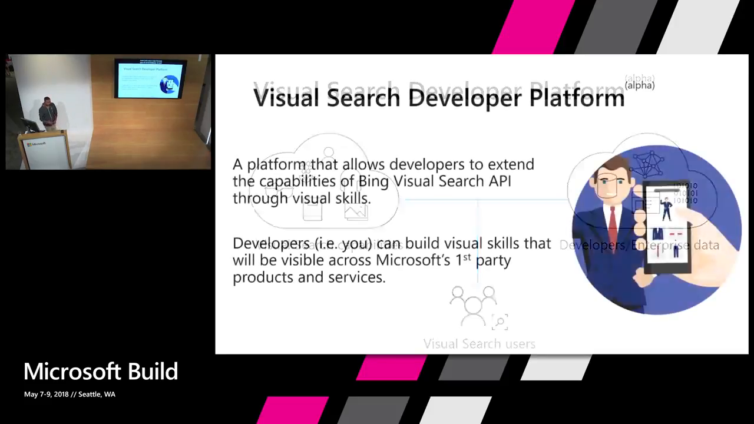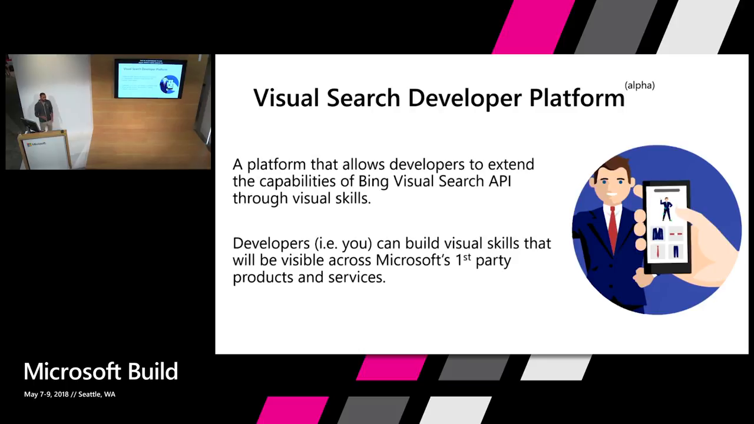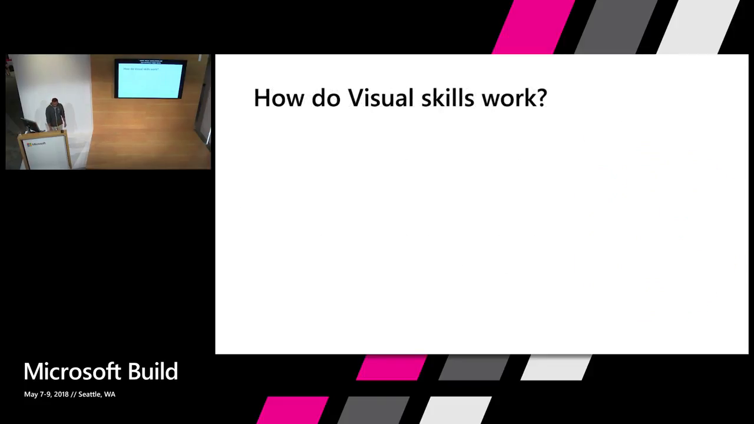So in summary, what is the Visual Search Developer Platform? It's a platform that allows developers to extend the capabilities of our Visual Search API through what we call visual skills. Developers like you can build these visual skills, and they'll be visible across Microsoft's first-party products and services. So how do visual skills work?